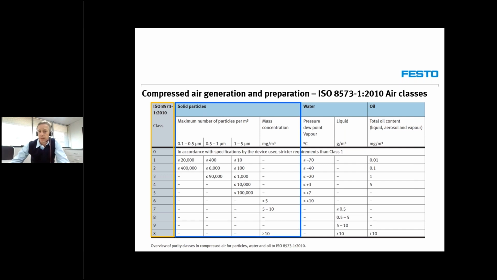The second column indicates the solids, and the lower the class number, the less and smaller the solids would be. The third column indicates the water content, and the lower the number, the drier the air. And the last column indicates the oil content.